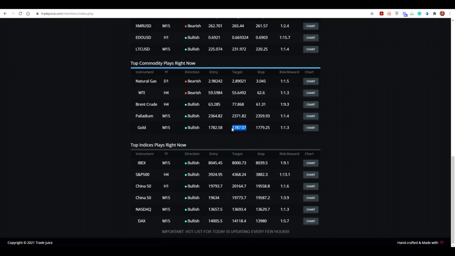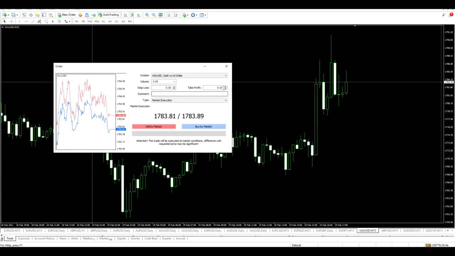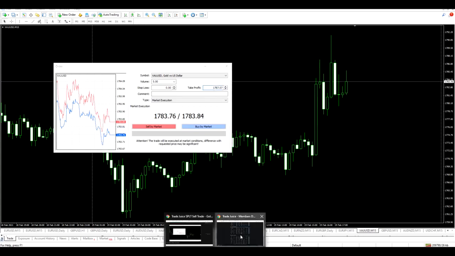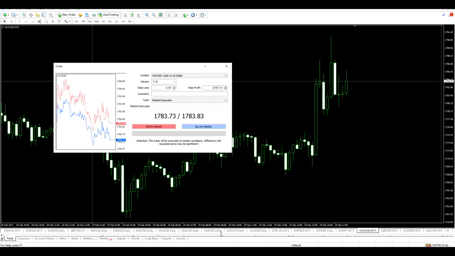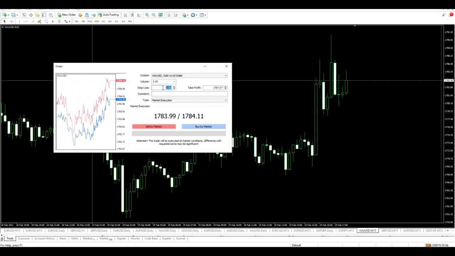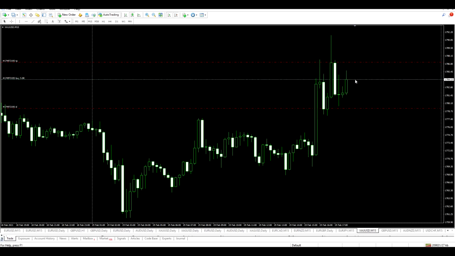So what I'm going to do is I'm going to enter this trade, buy trade, and here we go. I'm just going to set my take profit target and very easily just set my stop. Copy and paste essentially, and that's it. And now I'm going to enter a buy trade. And there I'm in the trade. My target is there. My stop is here. And let's just see how this plays out.